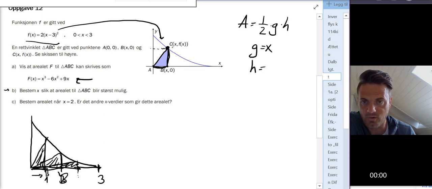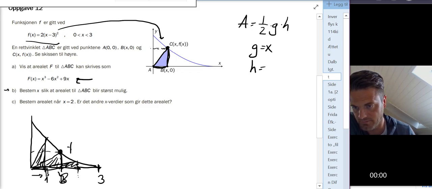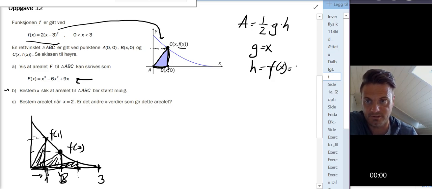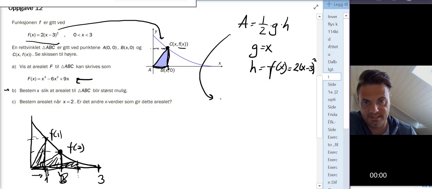And how do we find the y coordinate of a point? If x was 2, we would calculate f of 2 to find the y coordinate here. If x is 1, then we would calculate f of 1. Now the x coordinate is x, so to calculate the y value, we have to put x into the function. So this is just the function f of x. The height is restricted by the function, which is 2x minus 3 squared. So this means that the area of the triangle is 1/2 times the base, which is x, times the height, which is 2 times (x minus 3) squared.